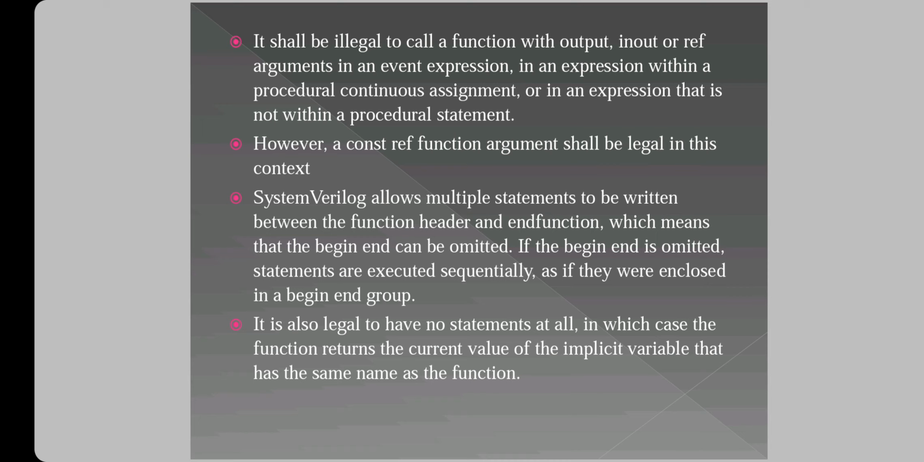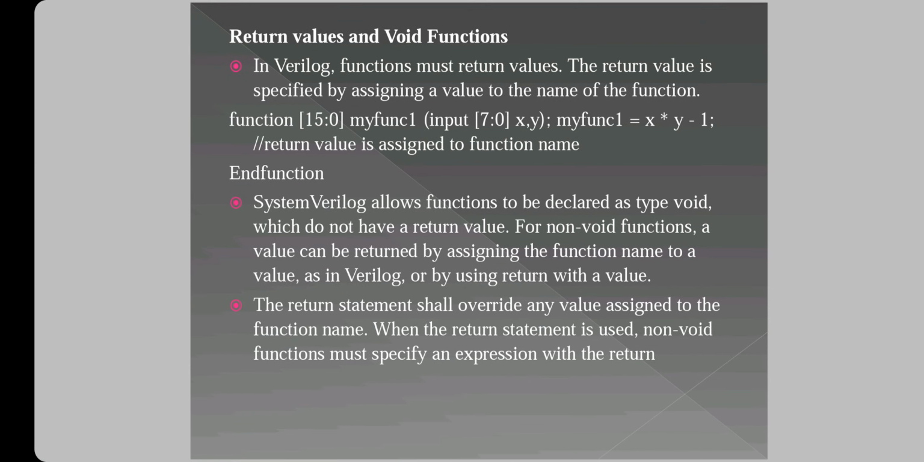SystemVerilog allows multiple statements to be written between the function header and the endfunction, which means that the begin end can be omitted. If the begin end is omitted, statements are executed sequentially as if they were enclosed in a begin end group. It is also legal to have no statements at all, in which case the function returns the current value of the implicit variable that has the same name as the function. Now, the return values and void functions.